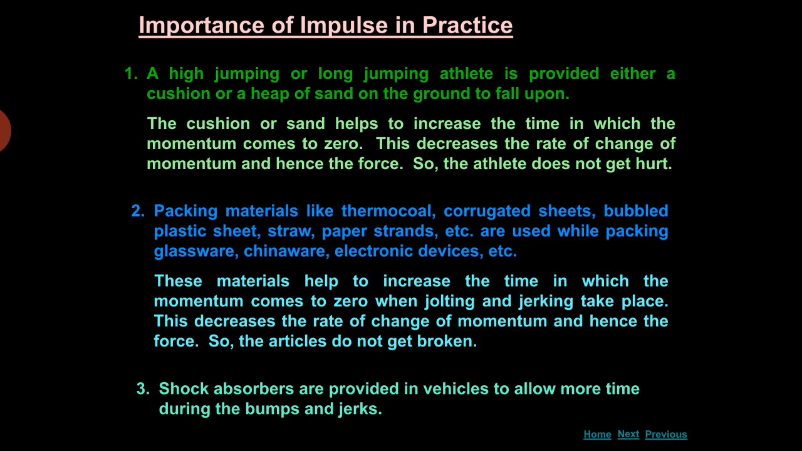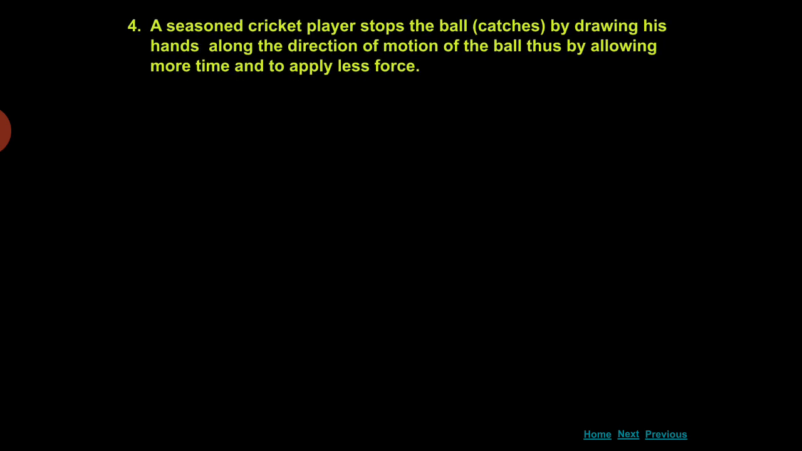When a vehicle moves on an uneven road, it receives a jerk. The shock absorbers increase the time of jerk and hence reduce the force. This makes the journey comfortable and saves the automobile from damage due to bumps. Fourth example: a seasoned cricket player stops the ball by drawing his hands back along the direction of the motion of the ball, thus allowing more time and applying less force.